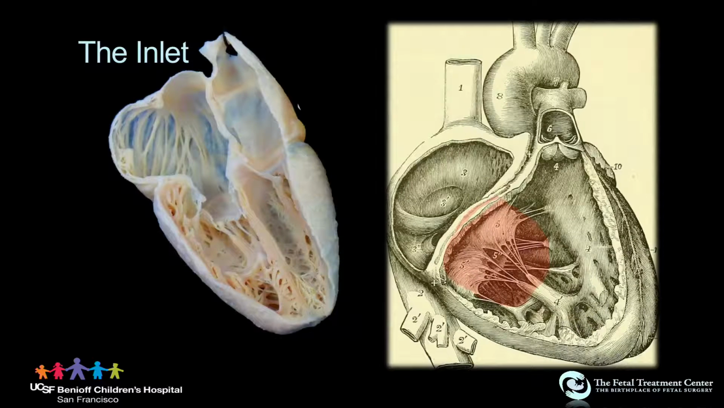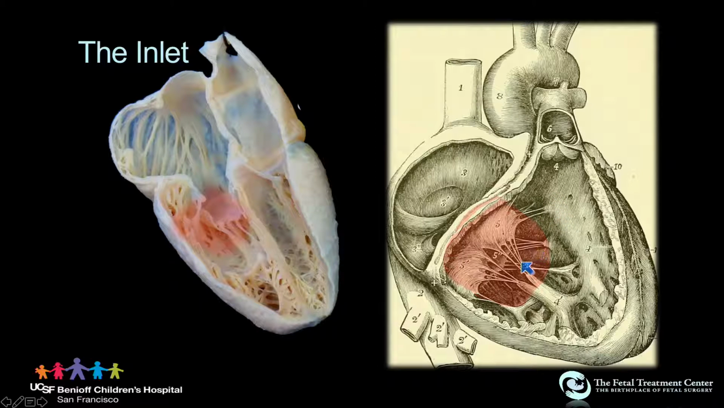So first, let's talk about the inlet, which is this portion here. From the diagram, you can see that this is a very complex interplay of ventricular muscle as well as tricuspid valve, both the annular attachment as well as the chordae tendineae and papillary muscles. There are normal attachments to the septum as well as to the outlet septum. This is the papillary muscle of the conus or the muscle of Lancisi.